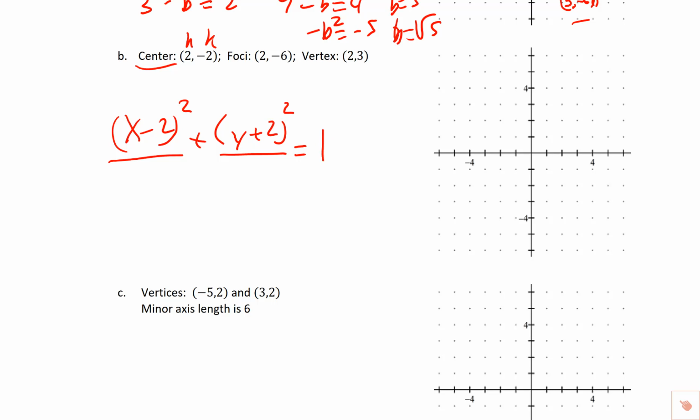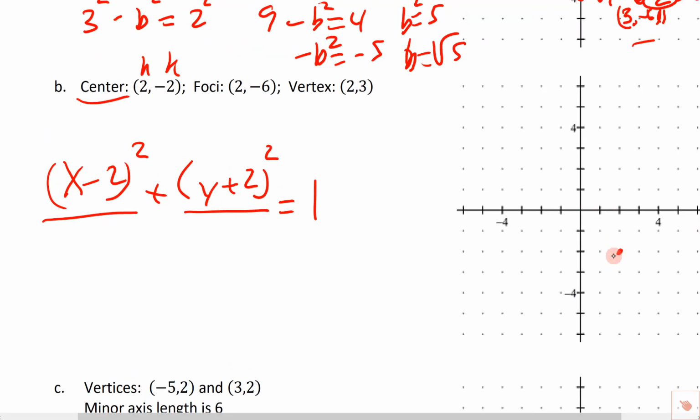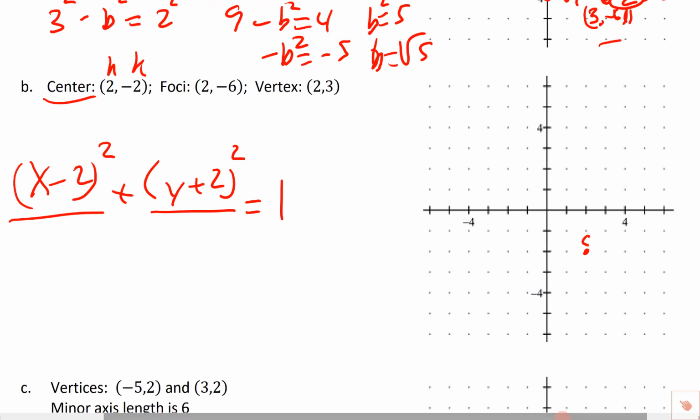So if the center is at 2, -2, there's the center. And we've got a focus at 2, -6. That's way down here. And then we've got a vertex at 2, 3. That's up here. Bunch of symmetry, right? If this is the vertex, this has got to be the major axis. That means there's got to be another focus over here.